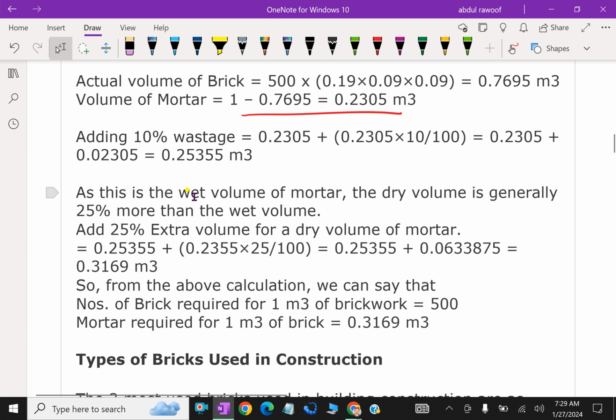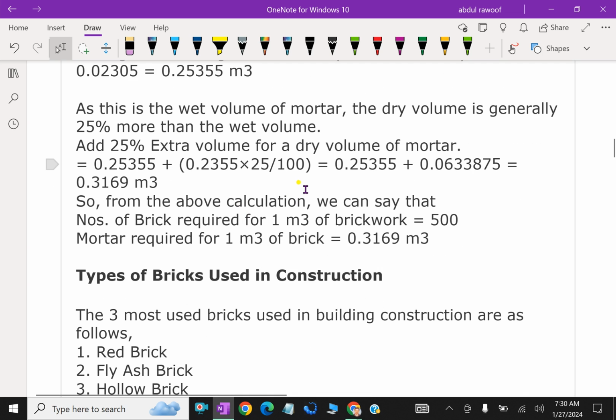Adding 10% of wastage. Normally for brickwork we have to add 10% wastage. Here the mortar volume is 0.2305 plus 10% of this, which is 0.02305, so the total volume is 0.25355 meter cube of mortar required for 1 meter cube of wall.